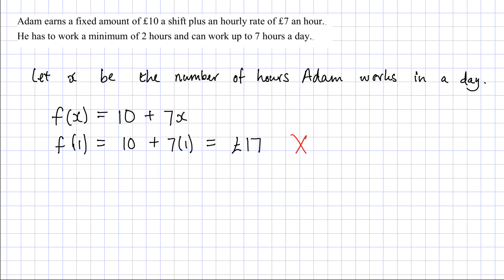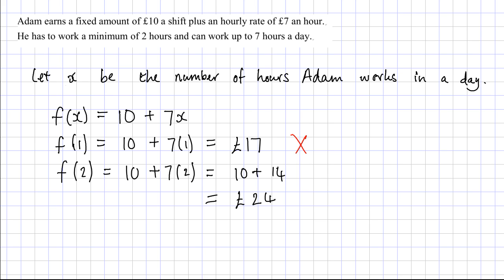Now, let's find how much the minimum amount he can earn is. So we have f, the minimum amount of hours is 2 hours. So we've got 10 plus 7 times 2. That's going to give us 10 plus 14, which is equal to £24. So that's the minimum amount he can earn.